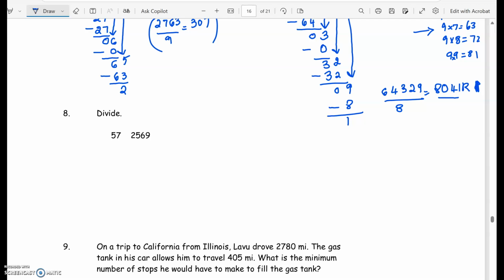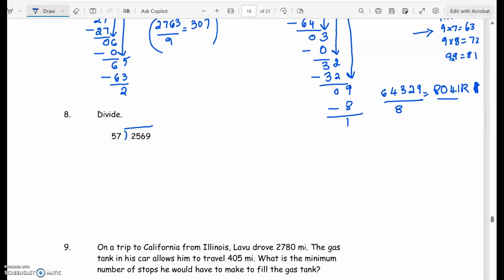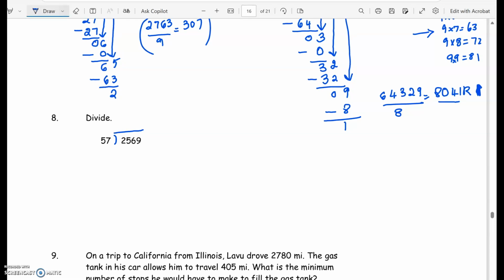Now 57 is the divisor and 2,569 is the dividend. So let's see. 57 is pretty close to 60. And why do we care? Because the 60 times table is much easier to work with. 60 times 1 is 60, because 6 times 1 is 6. 60 times 2 is 120, because 6 times 2 is 12. 60 times 3 is 180, because 6 times 3 is 18.